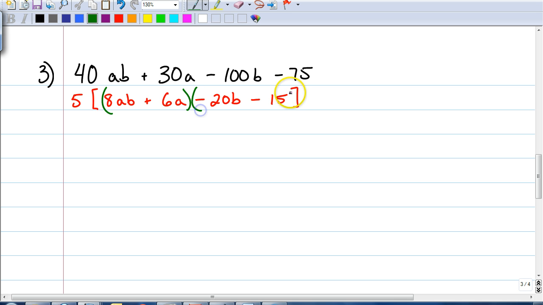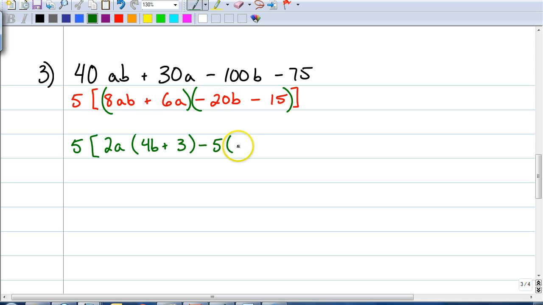So now we see from what we just factored, the 5 out, we don't have any greatest common factors there, so now I can break this up into two pieces. Again, this 5 stays outside the bracket. Now from those first two terms, we're going to factor out a 2 and an a, leaving us with 4b plus 3. From those last two terms, again, it starts with a negative, so I'm going to take out a negative. It looks like they both have a 5 in common, so I'm going to take out a negative 5.